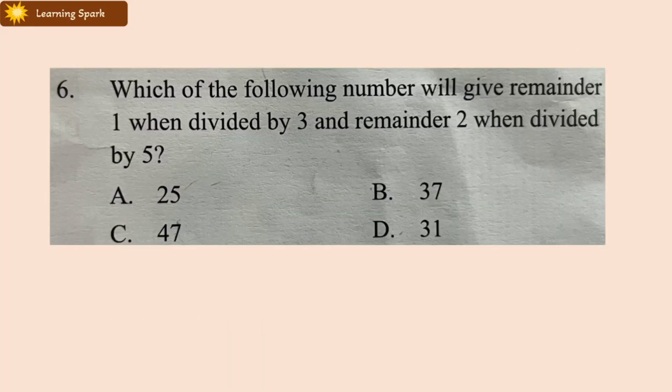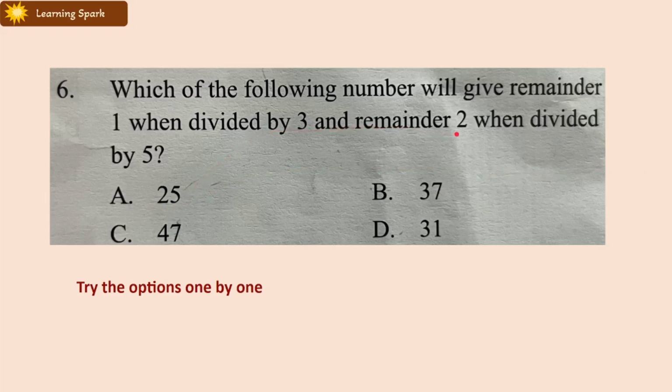Question number 6 is on your screen now. Let's work this out. It says which of the following numbers will give remainder 1 when divided by 3 and remainder 2 when divided by 5. For this one we can work out one by one. There are 4 options, and the best way to solve this problem is just to work out one by one. So the first one is 25.